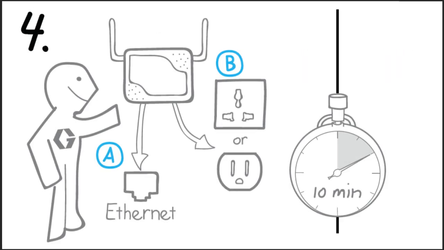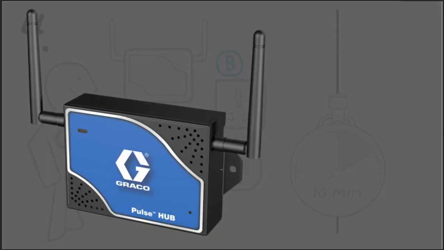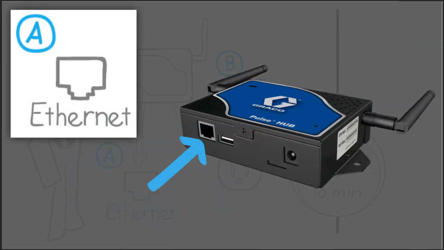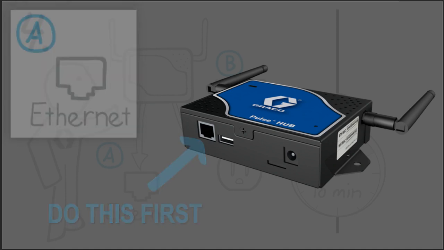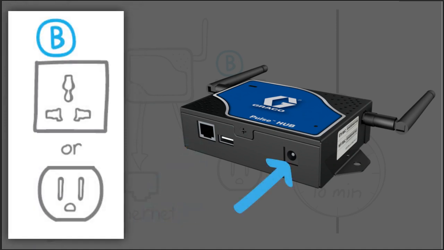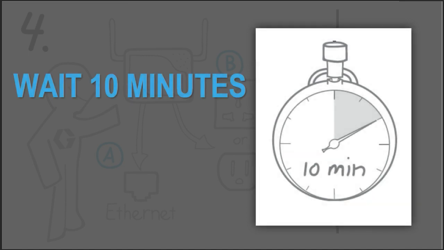Now it's time to set up the hub on the customer's network. First, make sure the hub is ready. Make sure the antennas are installed and that you have the Ethernet cable and power cord. Plug in the Ethernet cable. Make sure you do this before you plug in the power cord. Then plug in the power cord.